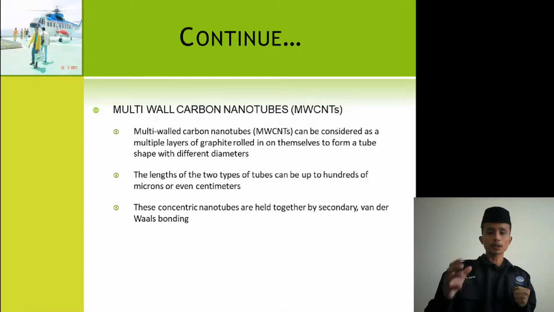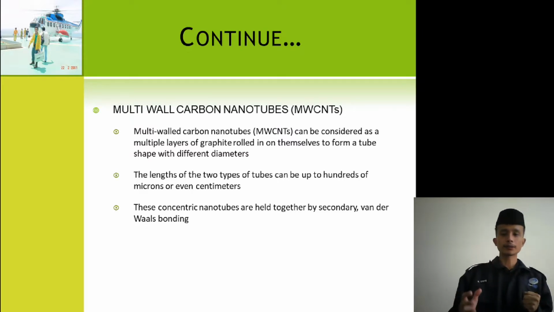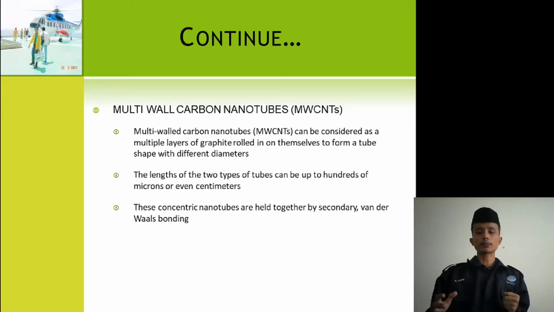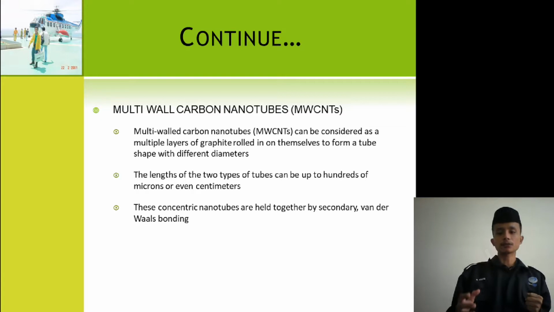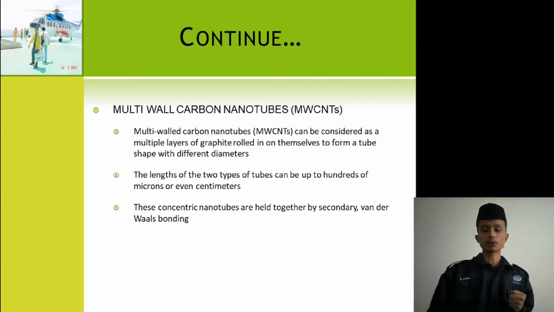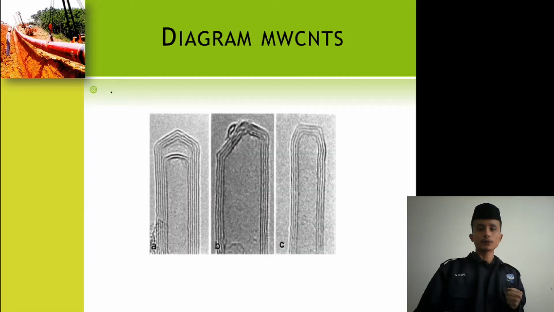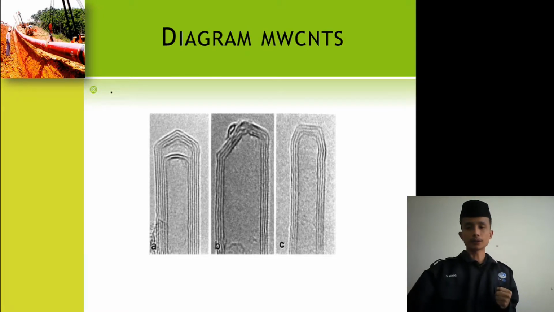And multi-wall carbon nanotubes can be considered as multiple layers of graphite rolled in on themselves to form a tube shape with different diameters. The length of the two types of tube can be up to hundreds of microns or even centimeters. These concentric nanotubes are held together by secondary van der Waals bonding. This figure shows the diagram of multi-wall carbon nanotube.